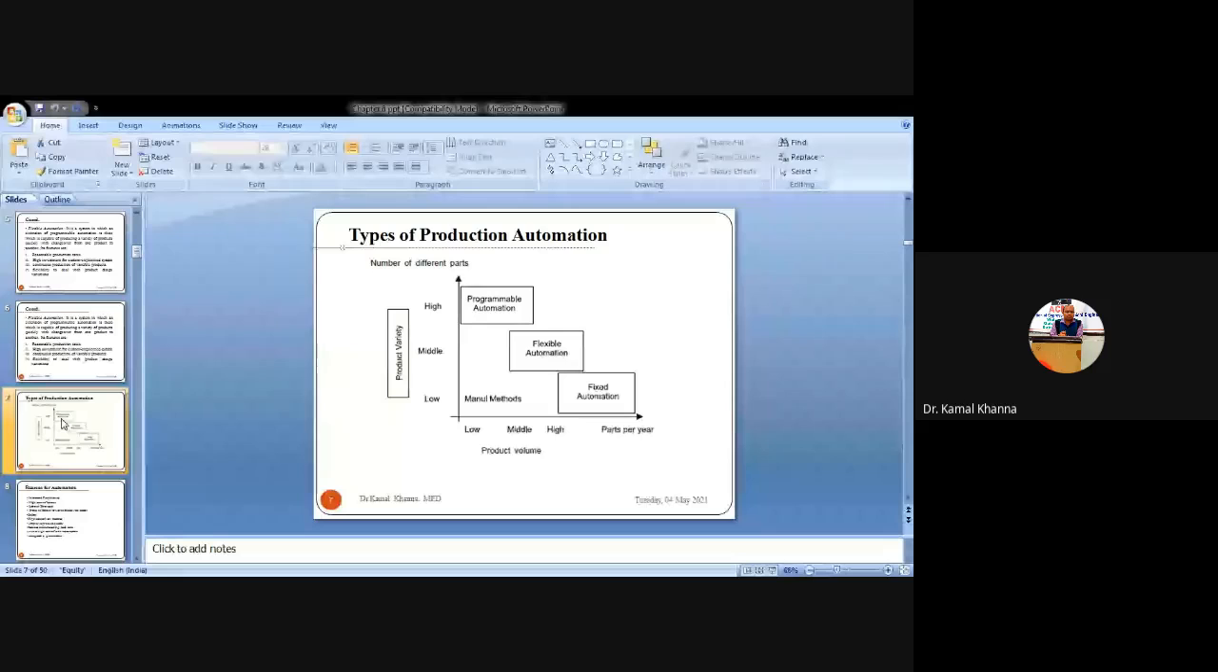But to meet today's market scenario, which wants the product volume as well as the product variety, we must install flexible automation in our industry, which focuses nominally on the variety as well as on the quantity of the product. So flexible automation lies in between, and we can get the optimum amount of variety as well as optimum quantity by using it.